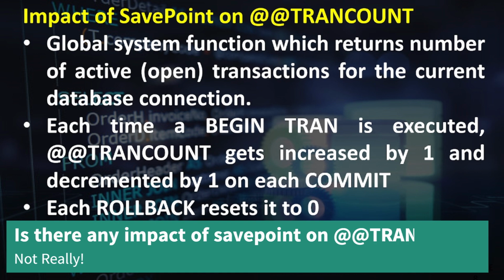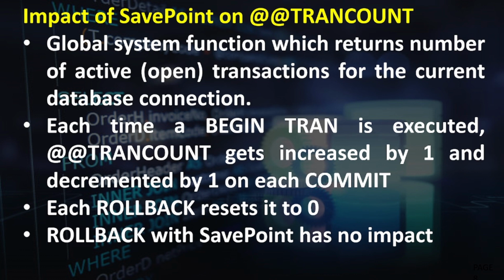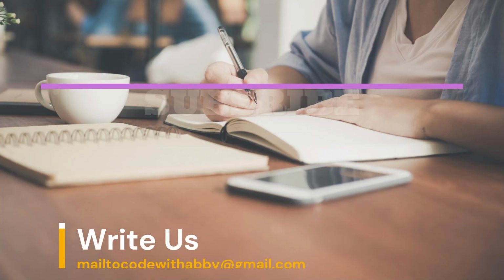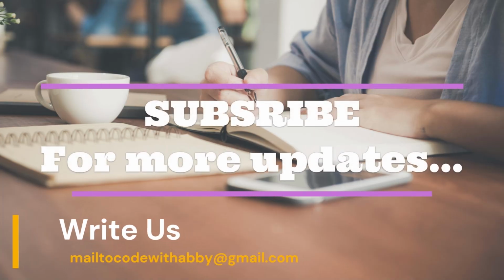Now the question coming here is: is there any impact of save point on TRANCOUNT? If you are using any save point, since you are doing a rollback specific to the save point, the TRANCOUNT value is not impacted. It will only be impacted when you do the simple rollback. A simple rollback is a global rollback. It will roll back everything in the transaction. I hope the concept of TCL and transactions which I explained is pretty much clear to you.